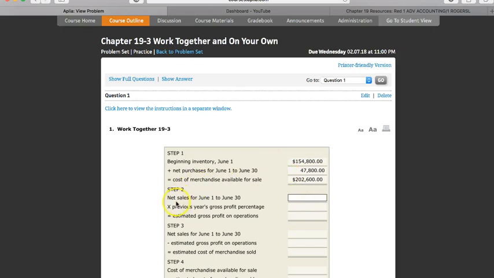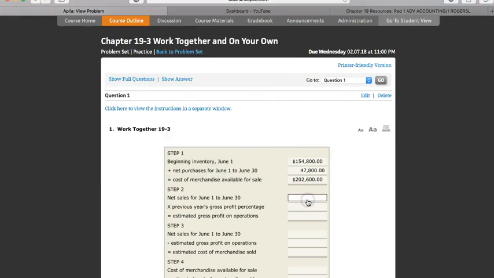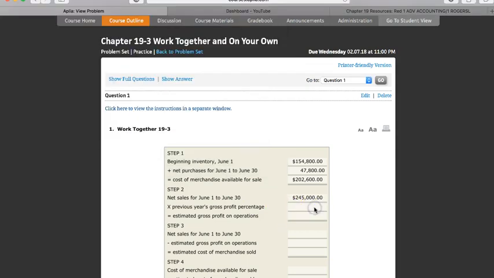Now step two, the net sales for June 1st through June 30th. And it tells us here that our actual sales for June were $245,000. So let's go ahead and put that number here. And then we want to multiply that times our previous year's profit percentage. Again, this number is given to us. Our estimated gross profit percentage is 45%. So right here, we're going to put 45%.